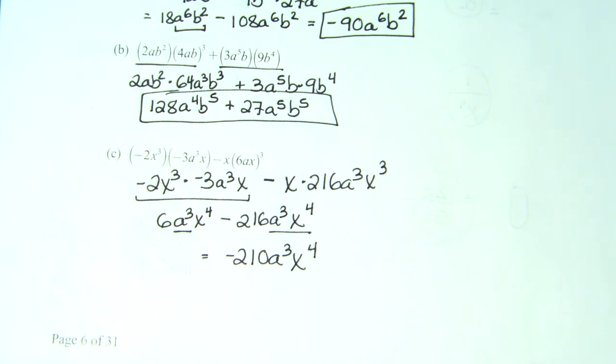So this is what happens when we have multiple terms. Things that we're adding or subtracting, we'll just simplify each term. Then if they're like terms, combine them. If not, we're done.